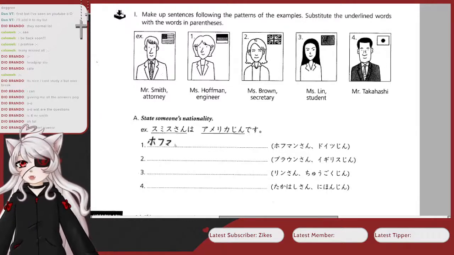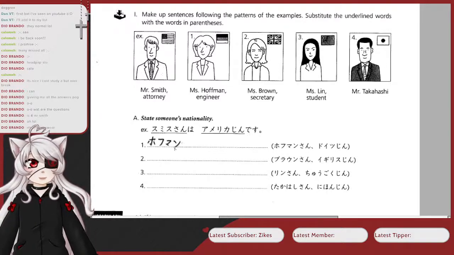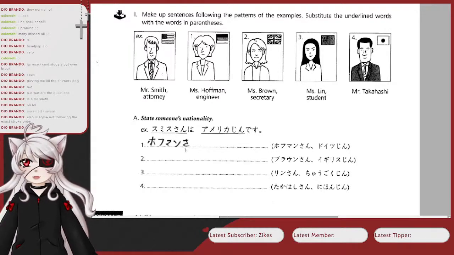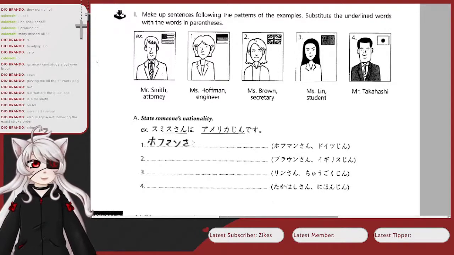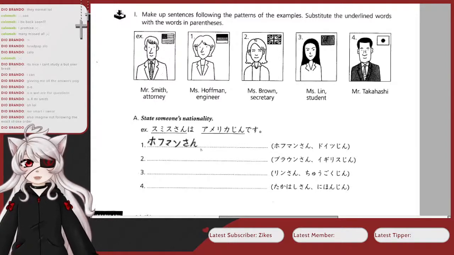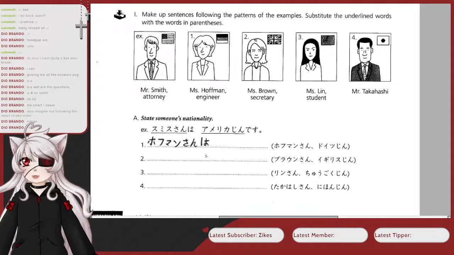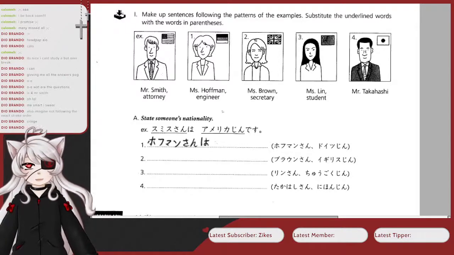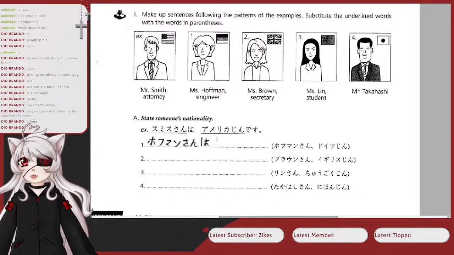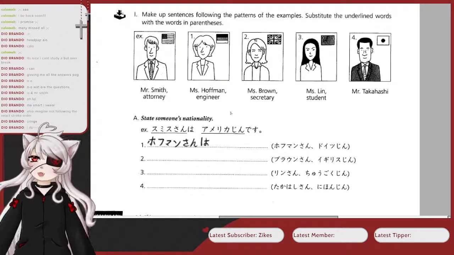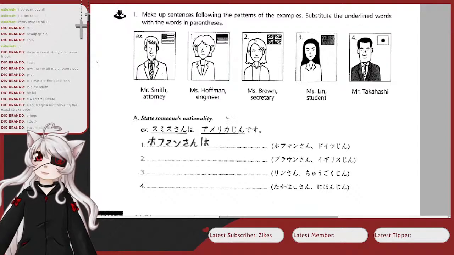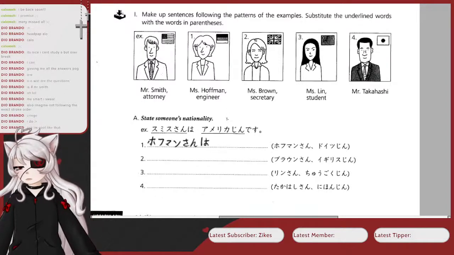Oh god, please don't let any Japanese people come in and see my terrible handwriting. So, Hoffman-san. Also, imagine not following the... Shut up, Para. I bet you don't. So Hoffman-san, what? Listen, as long as it's legible, no one has to know how I wrote it. Because I'm cool like that.